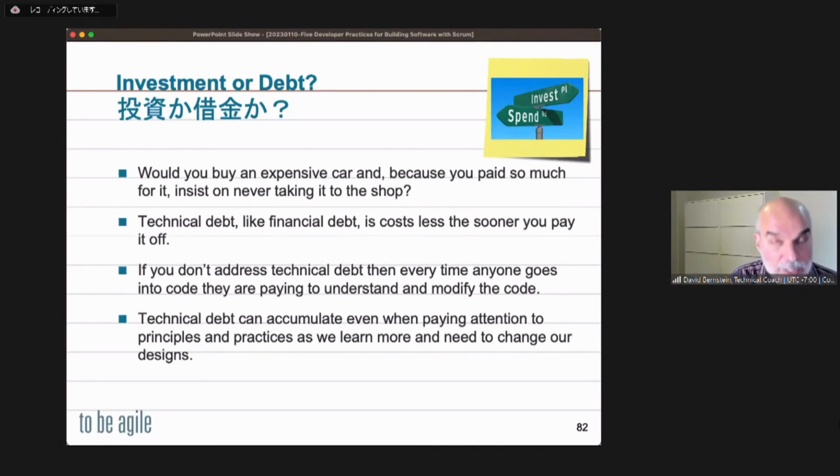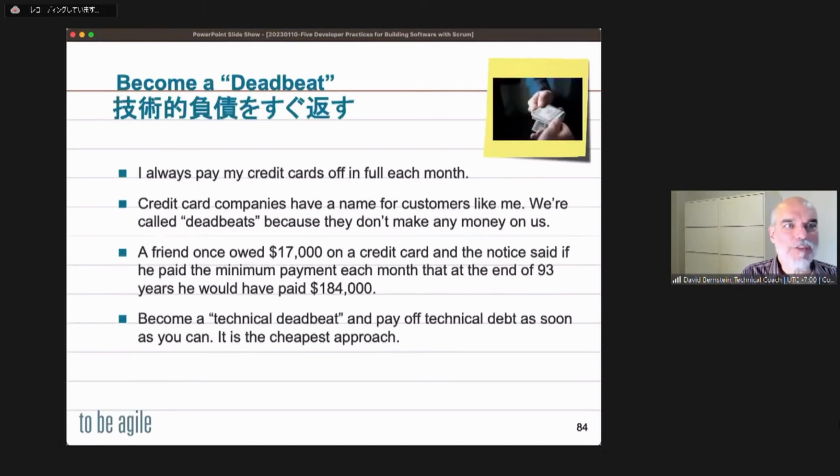And that pays me back because it reduces the amount of technical debt I have. I work with the credit card industry, among many other industries, and I like to pay my bill in full every month. They call people like me a deadbeat because they don't make any money on us. I want you to become a technical deadbeat. I want you to pay off technical debt as quickly as possible. We still need to incur technical debt sometimes, just like we still need to use our credit cards sometimes. But when we have the opportunity to pay it off, we want to do that.